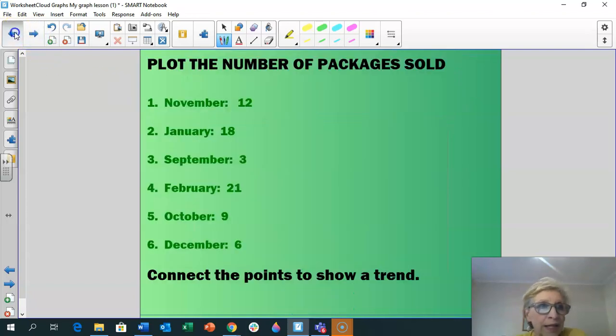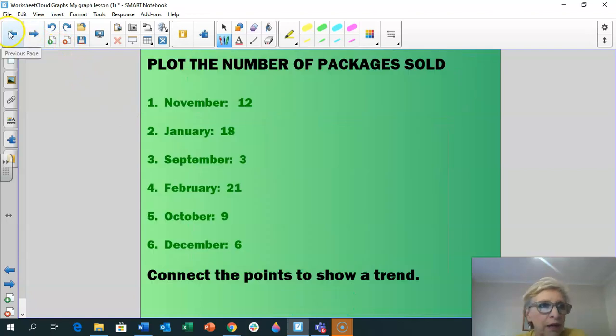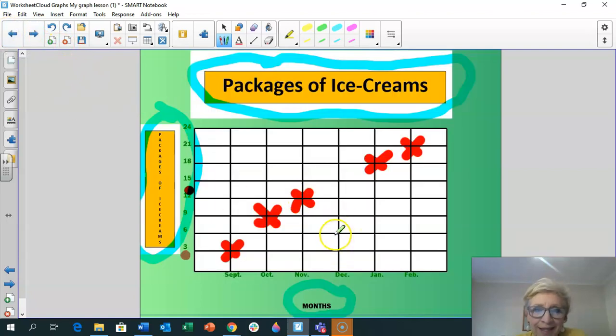And the last one is December, which is 6. Whoops, October, Mrs. Harwin, seriously. October is 9, which is there. See, even teachers can make mistakes. And what was December again? December was 6, which is there.